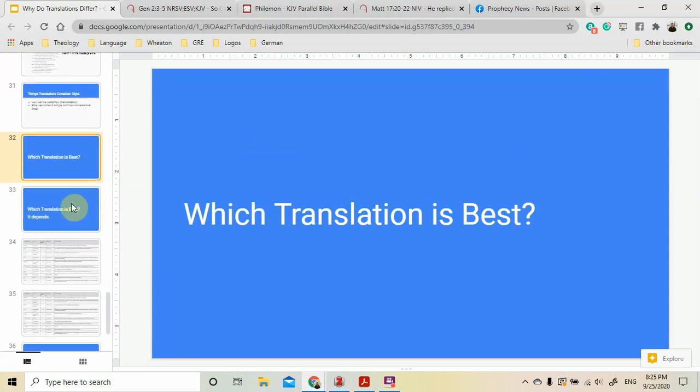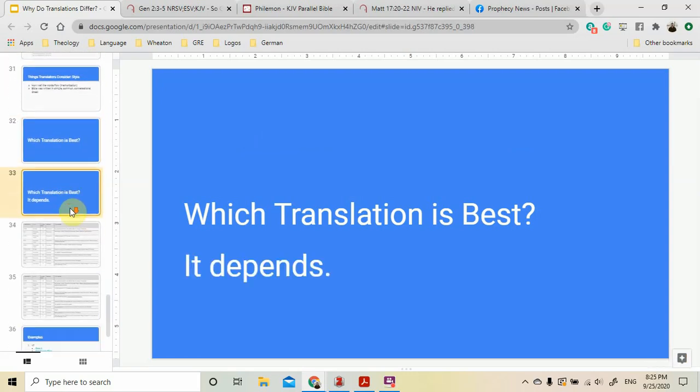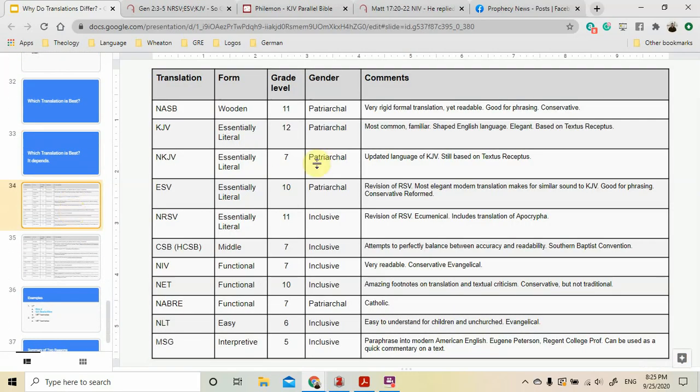So which translation is best? Well, it just depends. What is your goal in using it? So we can't just say, this translation has one thing and this one has another. There's multiple things that go into a translation philosophy, a translation goal. And so something to just point out here.